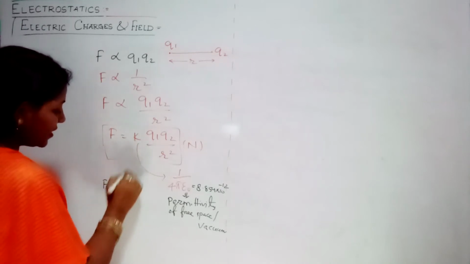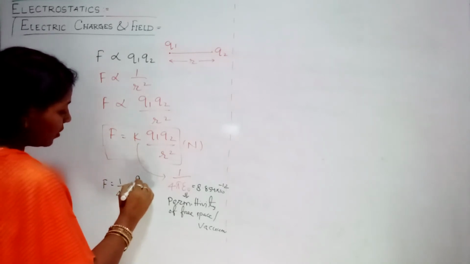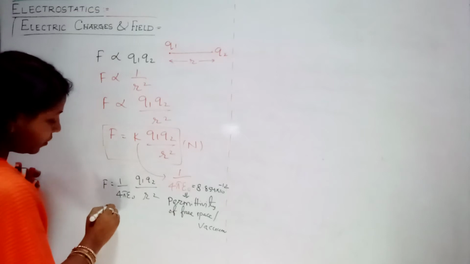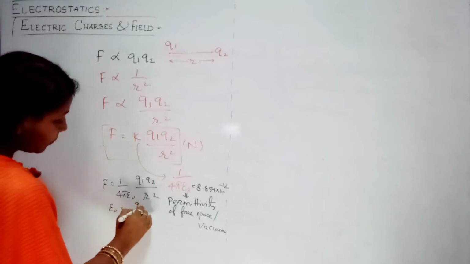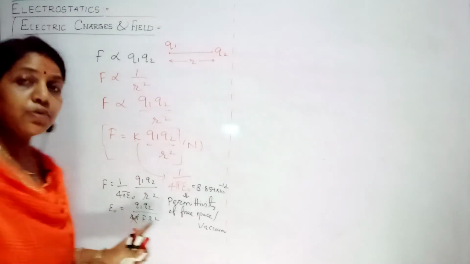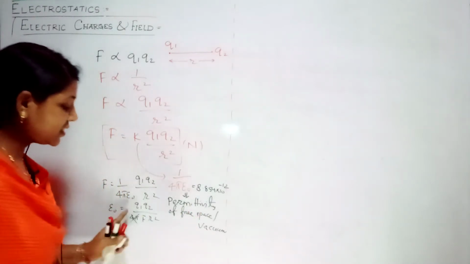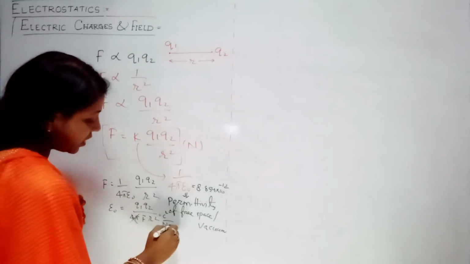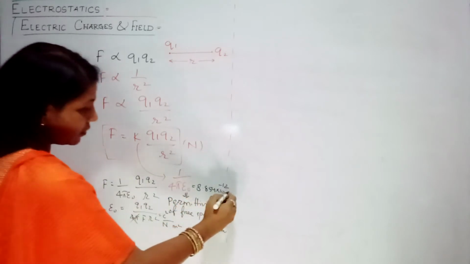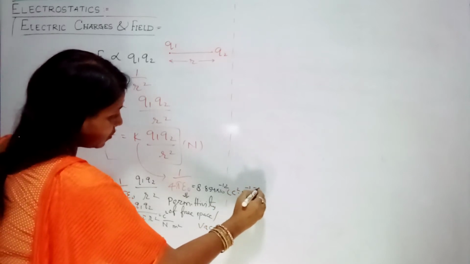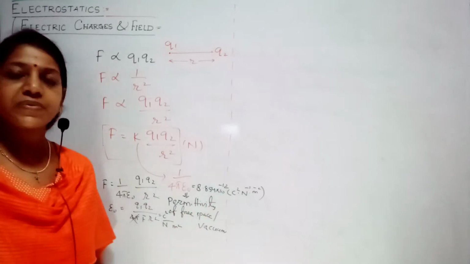F equals K, which is 1 by 4 pi epsilon naught, Q1 Q2 by r square. You want to find the unit of epsilon naught, so take it to the left side. Epsilon naught equals Q1 Q2 by 4 pi F r square. You know 4 pi is a constant, there is no unit. What is the unit of charge? Coulomb. So for two charges, Q1 Q2, it is Coulomb square, divided by force whose unit is Newton, and r square is meter square. So the unit of epsilon naught is Coulomb square Newton inverse meter to the power minus 2.